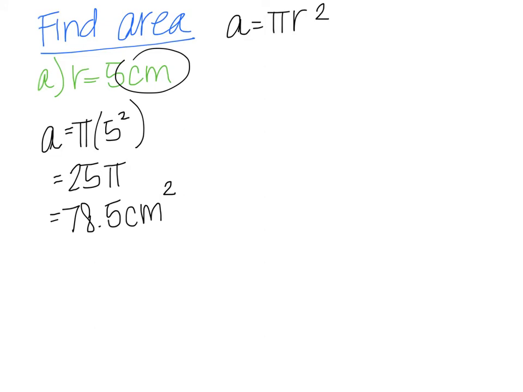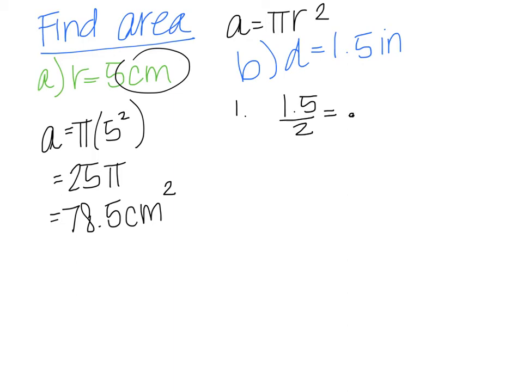Let's try another one. What if I am given a diameter of 1.5 inches? Now, we don't have diameter in our formula, but remember, if we go back and look at the original example with a circle, a radius is just half of a diameter. So our first step here is we need to find half of 1.5. So we have to divide by 2 so that we can figure out what the radius is.